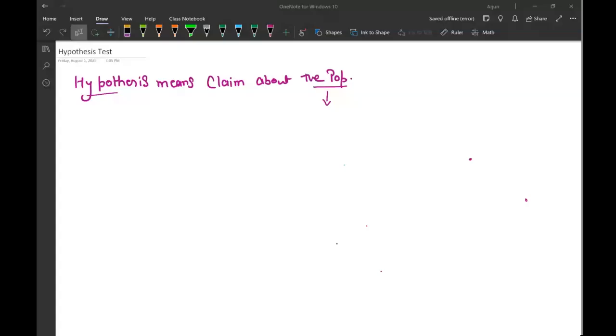In this class, I will be talking about chapter number 10, and in chapter number 10, we will be talking about hypothesis testing. So let's start with the definition of hypothesis test. Hypothesis means a claim about the population.